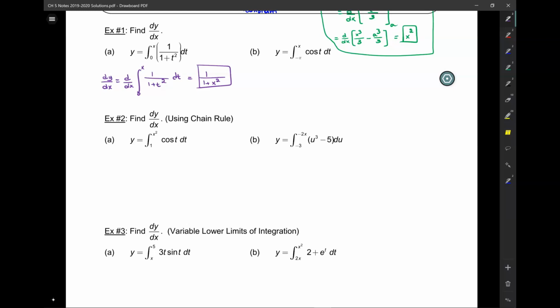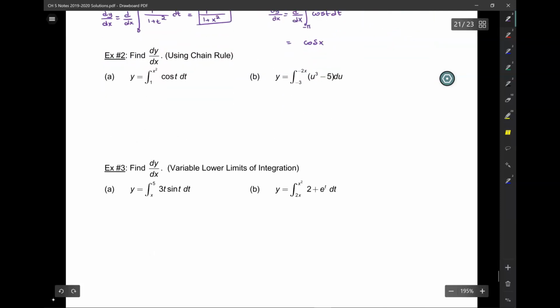Okay. So this one here, dy/dx, and I do want you to show some work like this on homework especially. The integral of cosine t dt from negative pi to x. Negative pi is a constant. x is a variable. This is just cosine x. Sorry. Okay. Next.